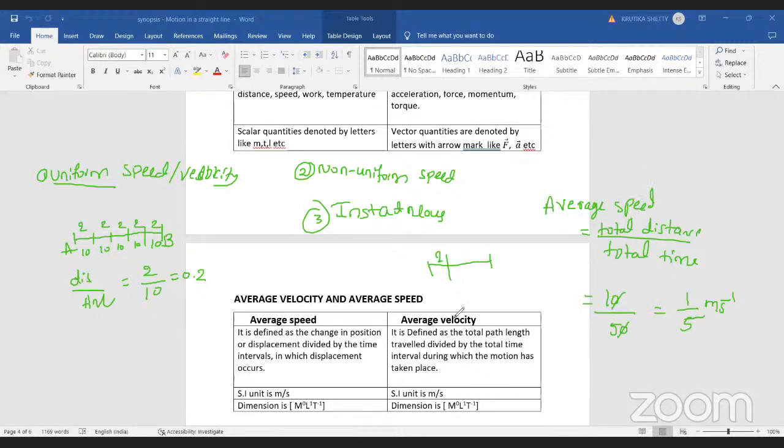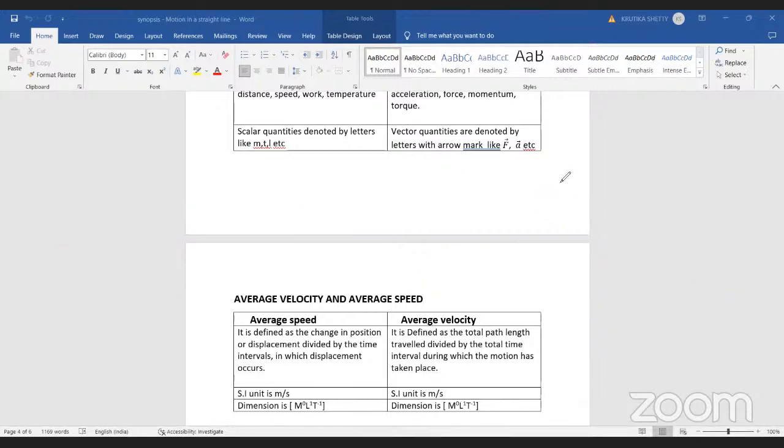What about average velocity? Total displacement upon the total time taken is called the average velocity. Both have the same unit, that is meter per second, and both have the same dimensional formula also, that is M raised to 0, L raised to 1, T raised to minus 1. So this is about the dimensional formula.